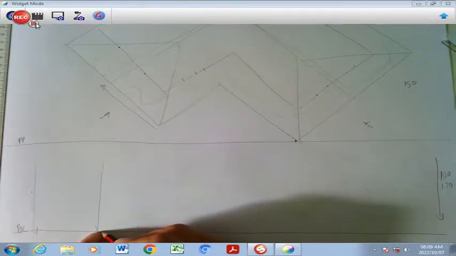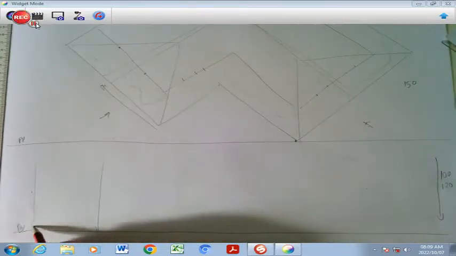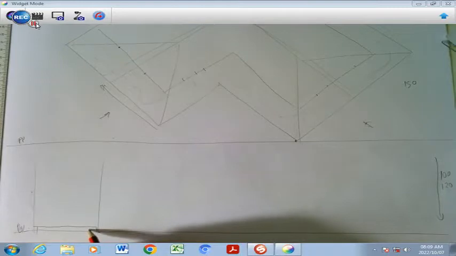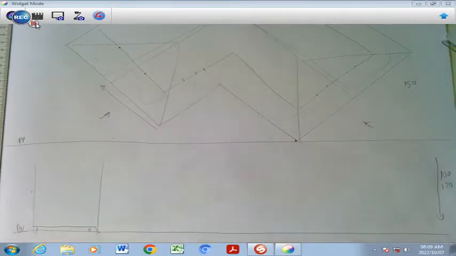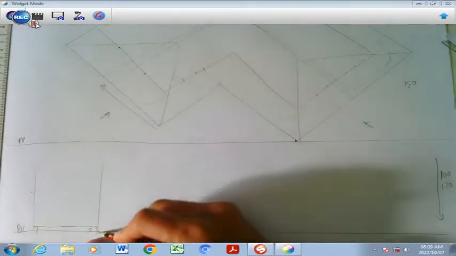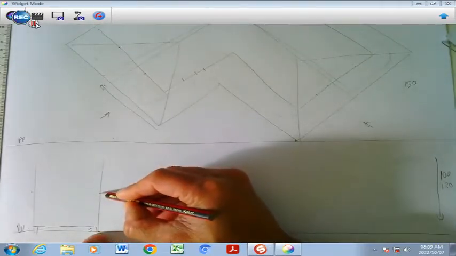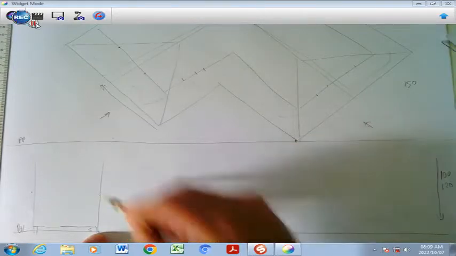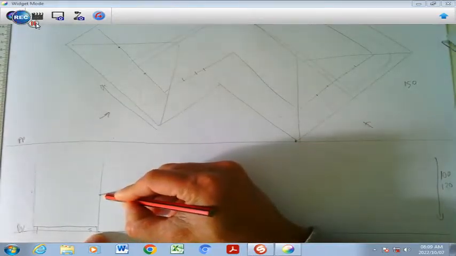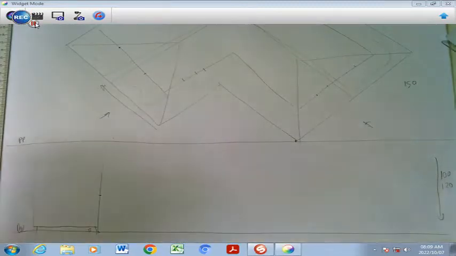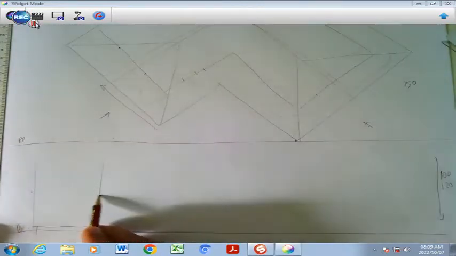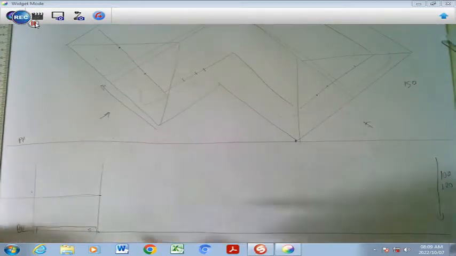From the bottom, which is my natural ground level, I'm going to go up by 5 millimeters for my stoop section and my finished floor level. From the bottom, I'm going to measure up 4 meter 500, which is going to be 45 on my ruler. That is going to be the height of my wall. So I'm going to draw a line like that there.